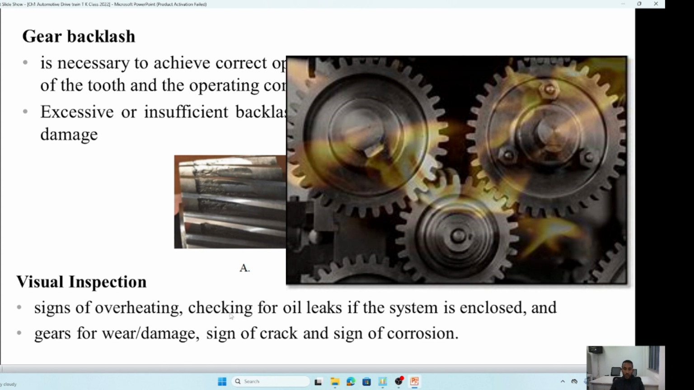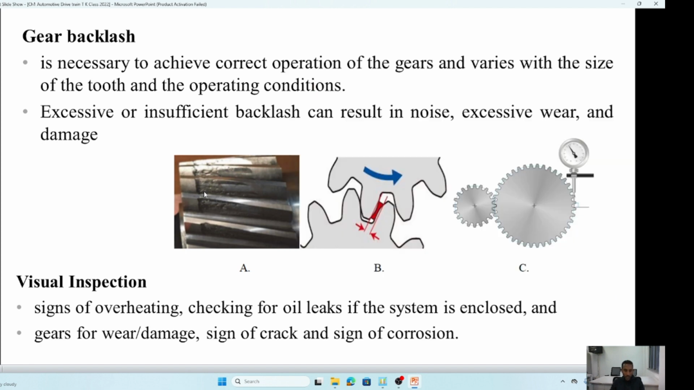The next one, we must check for oil leaks, especially if the system is enclosed or a closed system. Gears must be visually inspected like this. If you observe this picture, observe for damage, signs of cracks, and signs of corrosion. And we must perform some remedial action according to our findings.